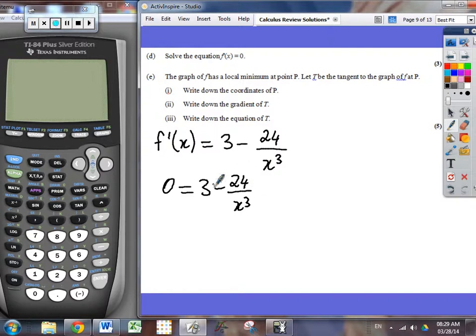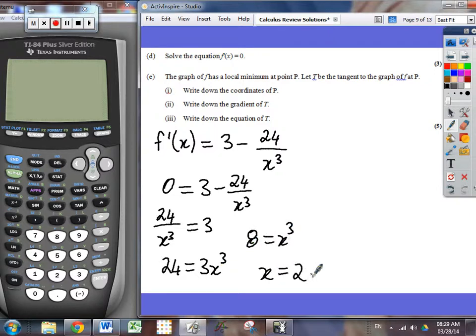The negative 24 over x cubed moves to the left. Multiply both sides by x cubed. Divide both sides by 3. And now I can take the cube root and I'll find that x is equal to 2. So there's only one spot where the function's gradient or derivative is equal to 0, and that occurs when x is equal to 2. That must be either a maximum or a minimum.